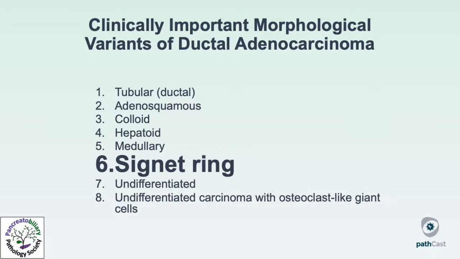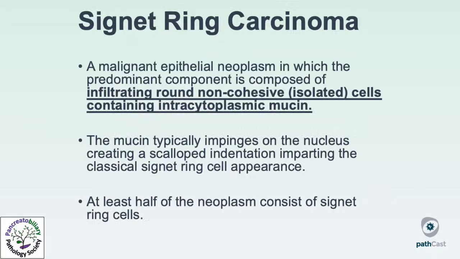So now we'll touch briefly on signet ring carcinoma. So this is a malignant epithelial neoplasm in which the predominant component has infiltrating round non-cohesive cells containing intracytoplasmic mucin. And with a classical signet ring appearance, the intracytoplasmic mucin impinges on the nucleus and creates an indentation. And to call something signet ring carcinoma, at least half of the neoplasm has to consist of signet ring cells.